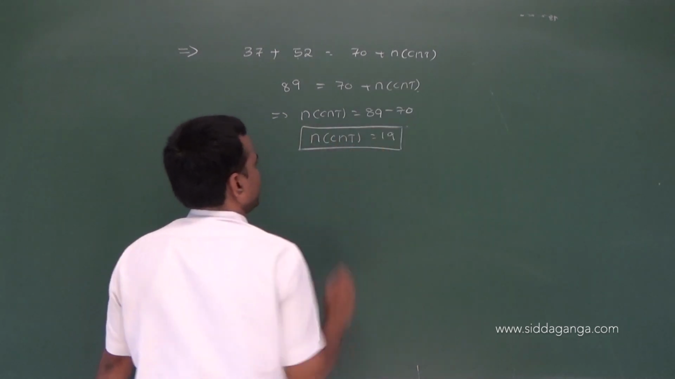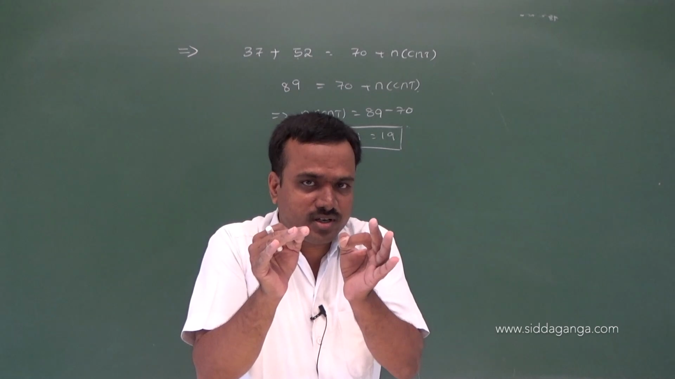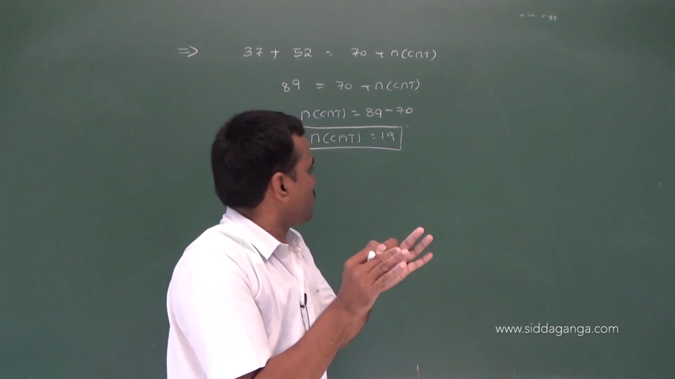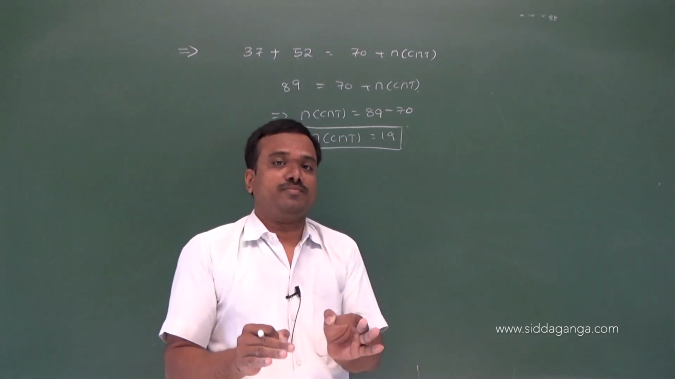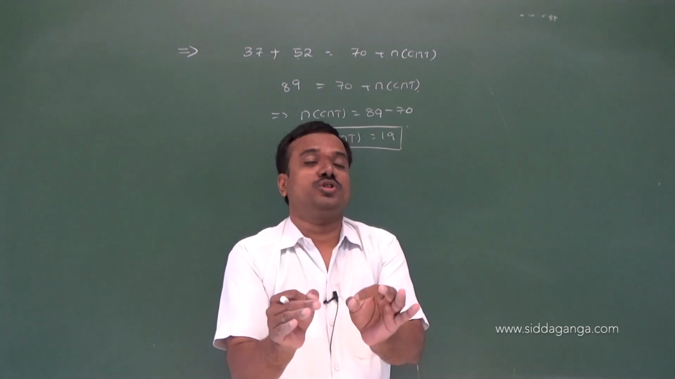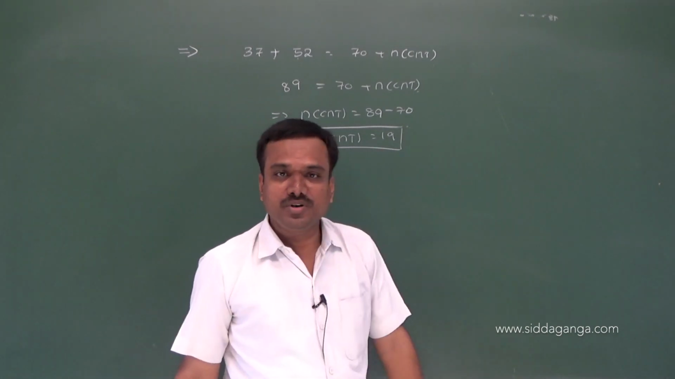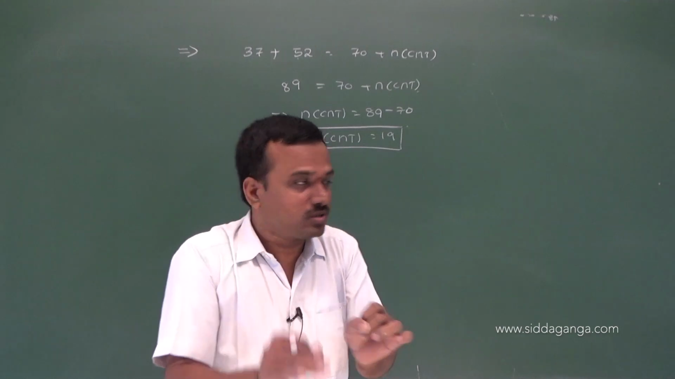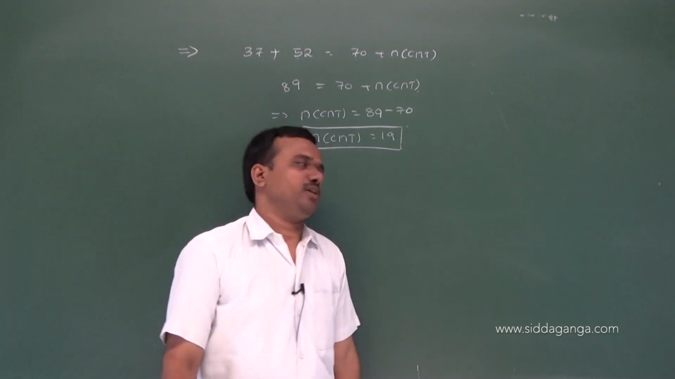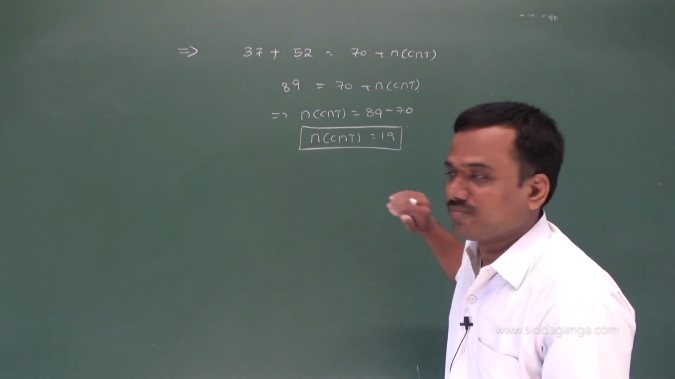n of C intersection T is 19. n of C intersection T means the 19 people who like both what? Coffee and tea. 19 people who like both coffee and tea. So understand this problem. It is also a very important problem. Next problem.